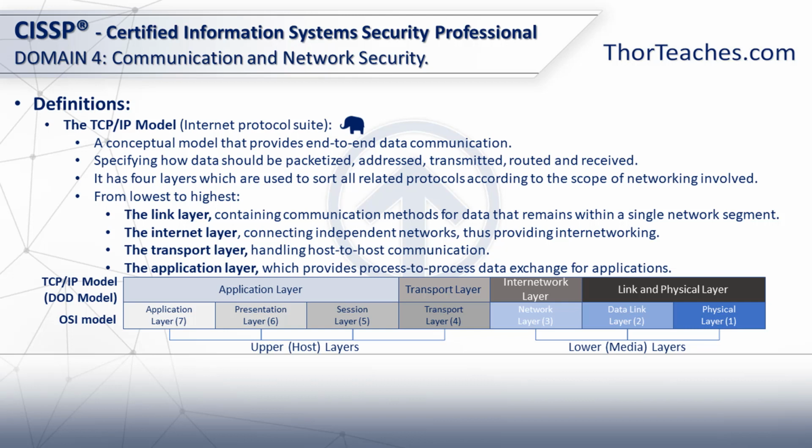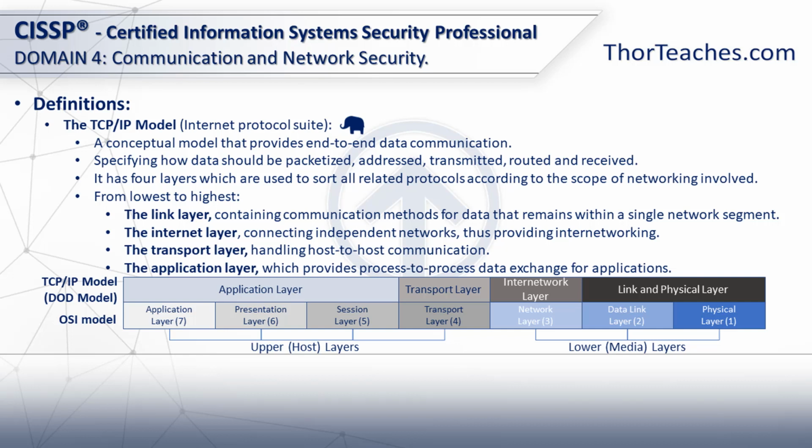The transport layer, or layer 4, is actually the same on both the TCP/IP model and the OSI model, and handles the host-to-host communication. Remember, that's where UDP and TCP were. And then finally we have the application layer, and it combines layers 5, 6, and 7 from the OSI model. It provides process-to-process data exchange for our applications.